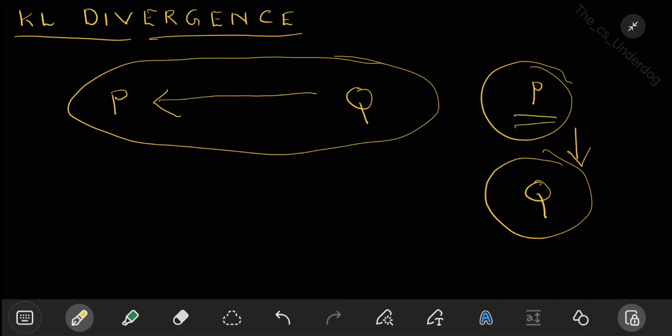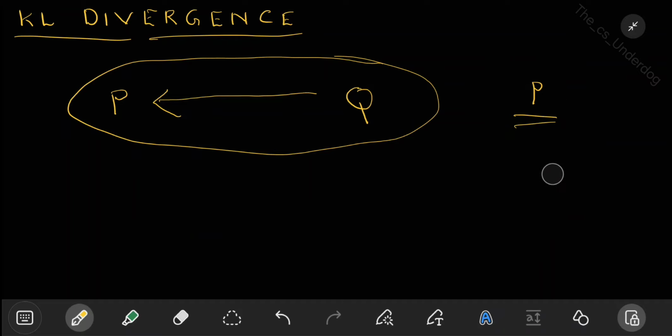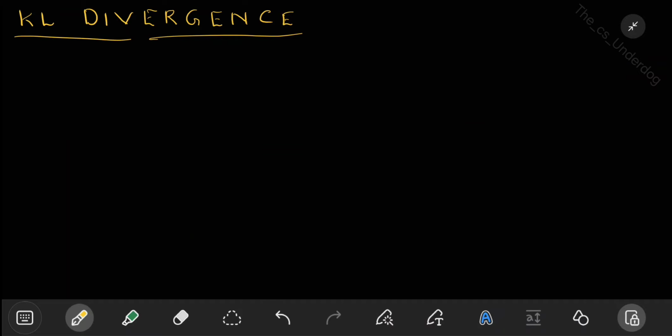So in these sort of cases, in order to have a mathematical quantification of this divergence, you will use KL divergence. And here KL stands for Kullback-Leibler. This is what KL stands for in KL divergence. Let us understand the mathematical equation, how to calculate KL divergence, and what is the significance of this concept.